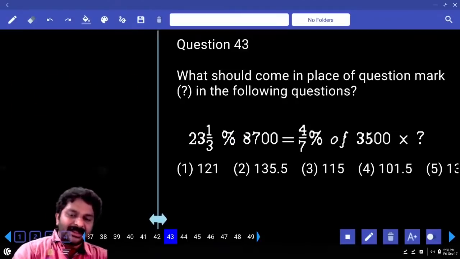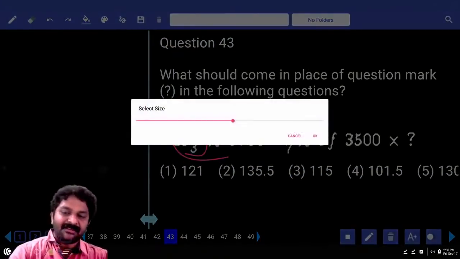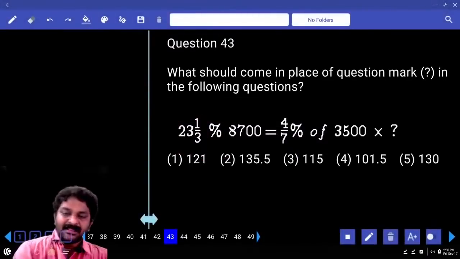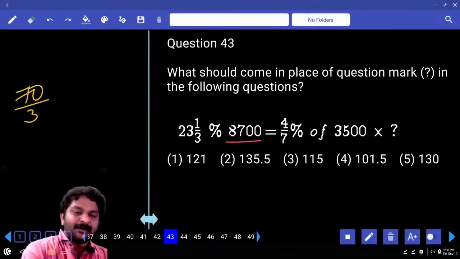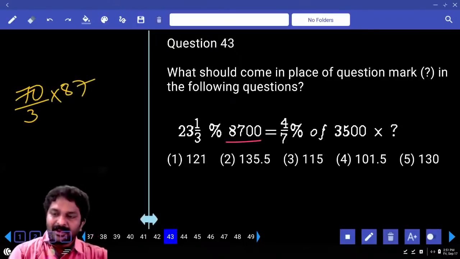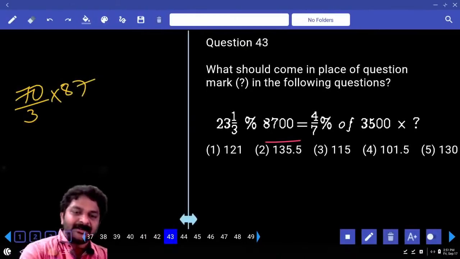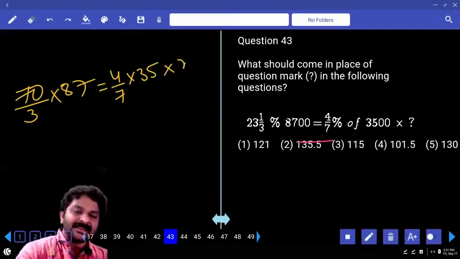Next, 23 1 by 3. Mixed fraction, convert into improper. It becomes 70 by 3%. 70 by 3%. What is 1% of this number? 87. And right hand side we already have 4 by 7%. That is 4 by 7 into 1% is 35 into x.